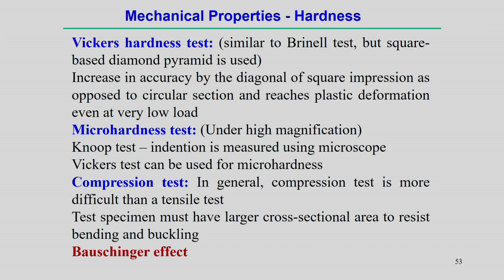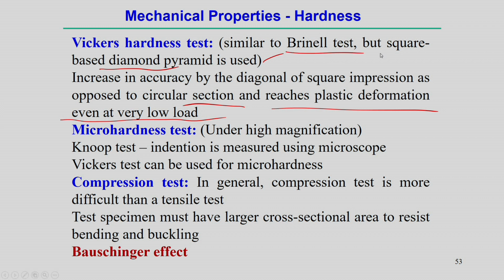We can see also the Vickers hardness test. It is similar to the Brinell test, but a square based diamond pyramid is used. In these cases the accuracy increases by measuring the diagonal of the square impression. As compared to the round steel ball, the depth of indentation can be increased, so that is why it is a more accurate method as compared to the circular section. And of course, it reaches some kind of plastic deformation even when the load is very small, and that is the principle.